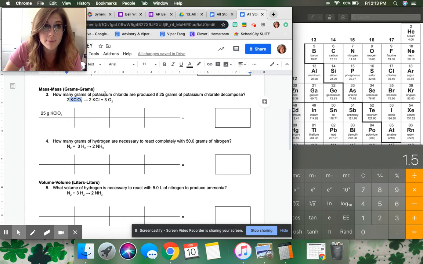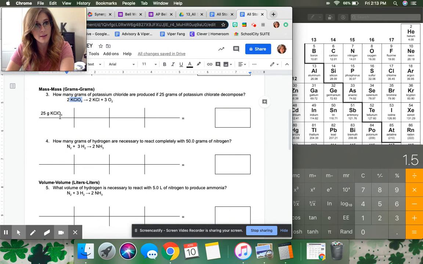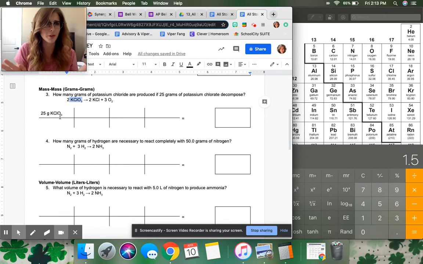Okay. So if I've got 25 grams of potassium chlorate to start with, and we want to switch to grams of potassium chloride, I know what I'm going to have to do is convert from grams of potassium chlorate to moles of potassium chlorate, moles of potassium chlorate to moles of potassium chloride, and then moles of potassium chloride to grams of potassium chloride. Okay? So you can do all those things in small steps. We've worked on all the small steps. You just have to put them together.